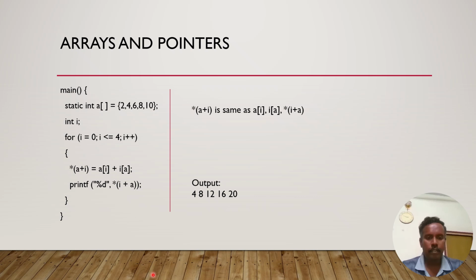As I said earlier, guys, this is another notation. See, here this is an array A. This can be represented as star of A plus I, as well as A of I, as well as I of A. See, this is also possible. This is also a valid notation. Here, star of I plus A. So star of A plus I is the same as A of I, I of A, and star of I plus A. This you have to remember.